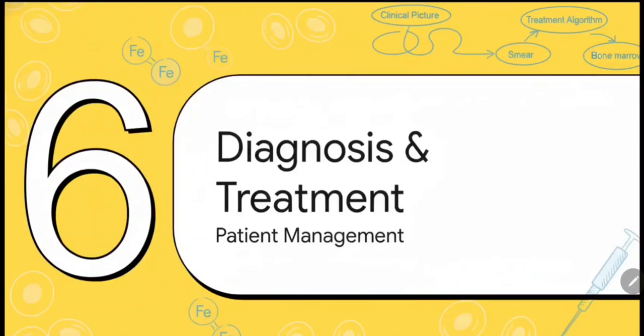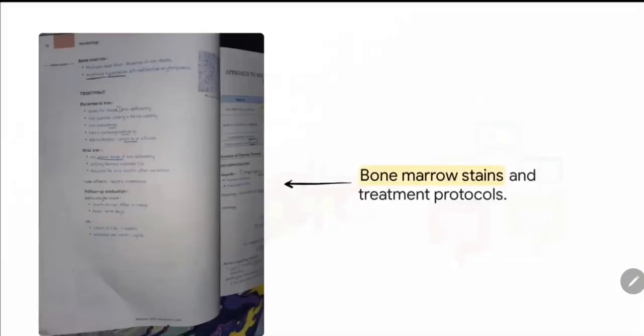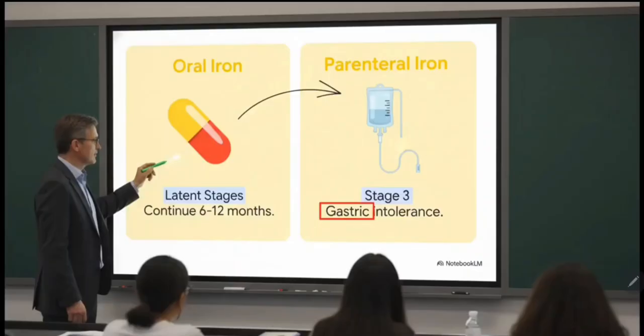Let's wrap up patient management. Now, while our Prussian blue stain showing absent marrow iron is technically your definitive gold standard test, it requires a bone marrow aspiration, which is obviously very invasive. So in our daily practice, we don't jump to that. We usually start treatment based on our non-invasive iron indices and whatever stage of deficiency we've identified. Treatment is pretty straightforward, but it highly depends on patient compliance.